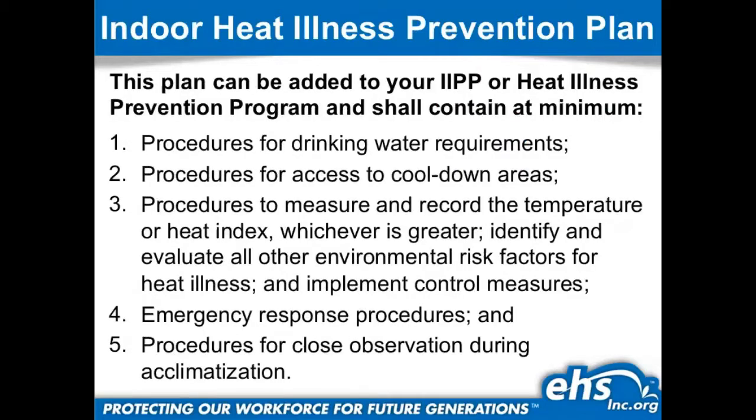This plan can be added to your IIPP or heat illness prevention program and shall contain, at minimum: procedures for drinking water requirements, procedures for access to cooldown areas, procedures to measure and record temperature or heat index, whichever is greater of those two, identifying and evaluating all other environmental risk factors for heat illness and implementing control measures, emergency response procedures, and procedures for close observation during acclimatization.